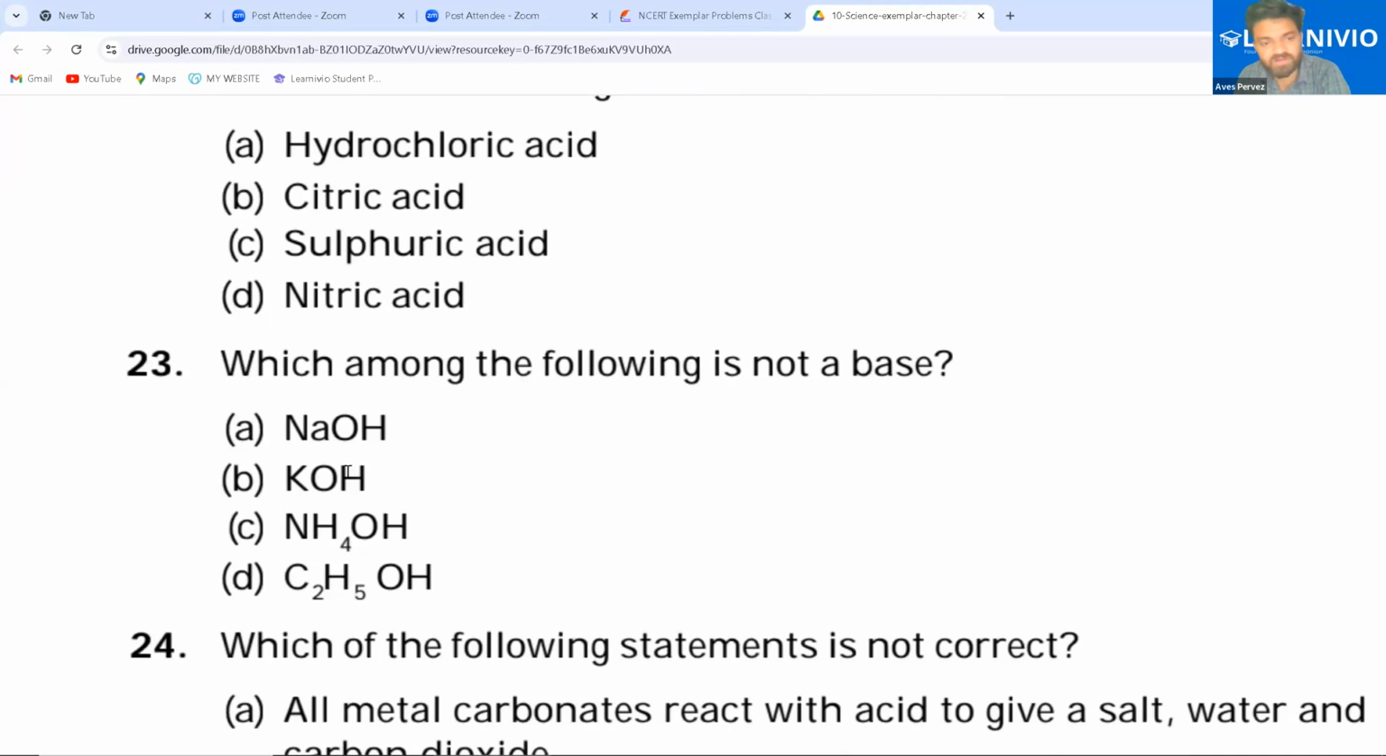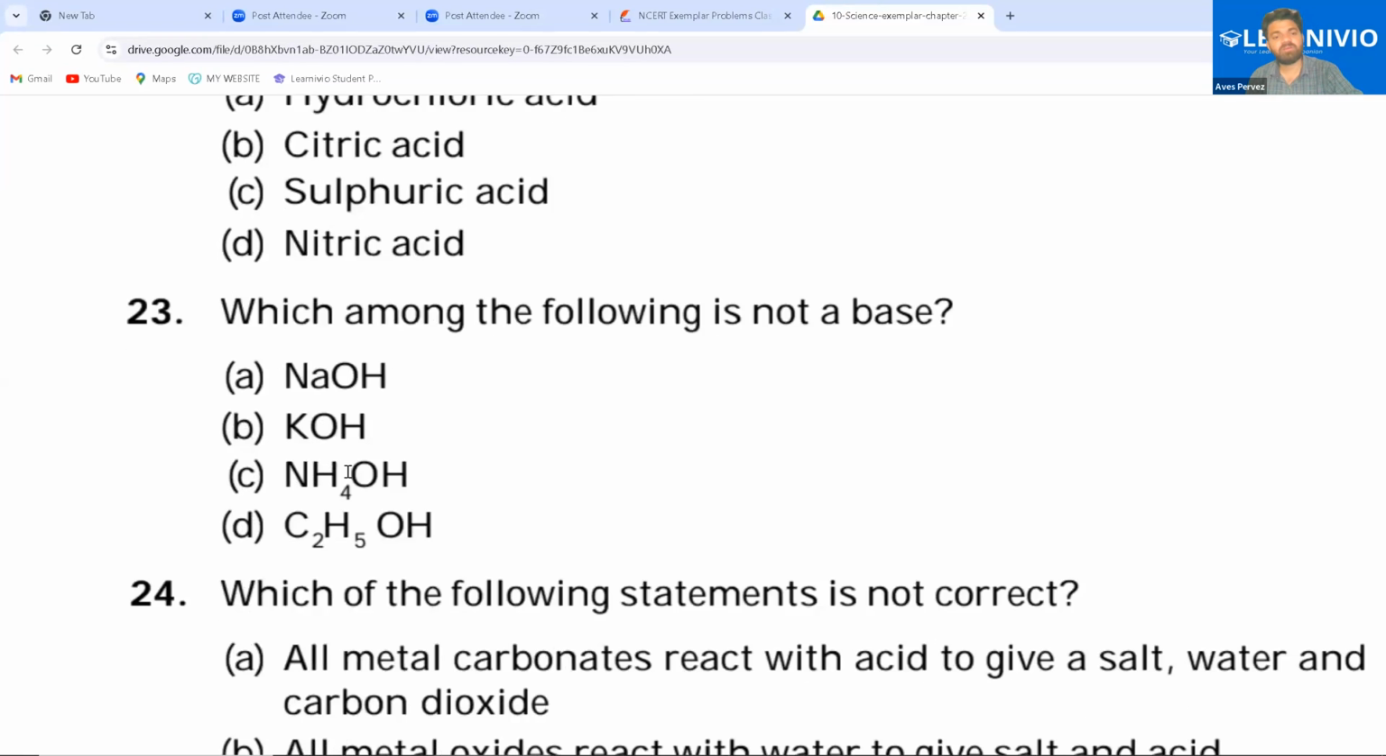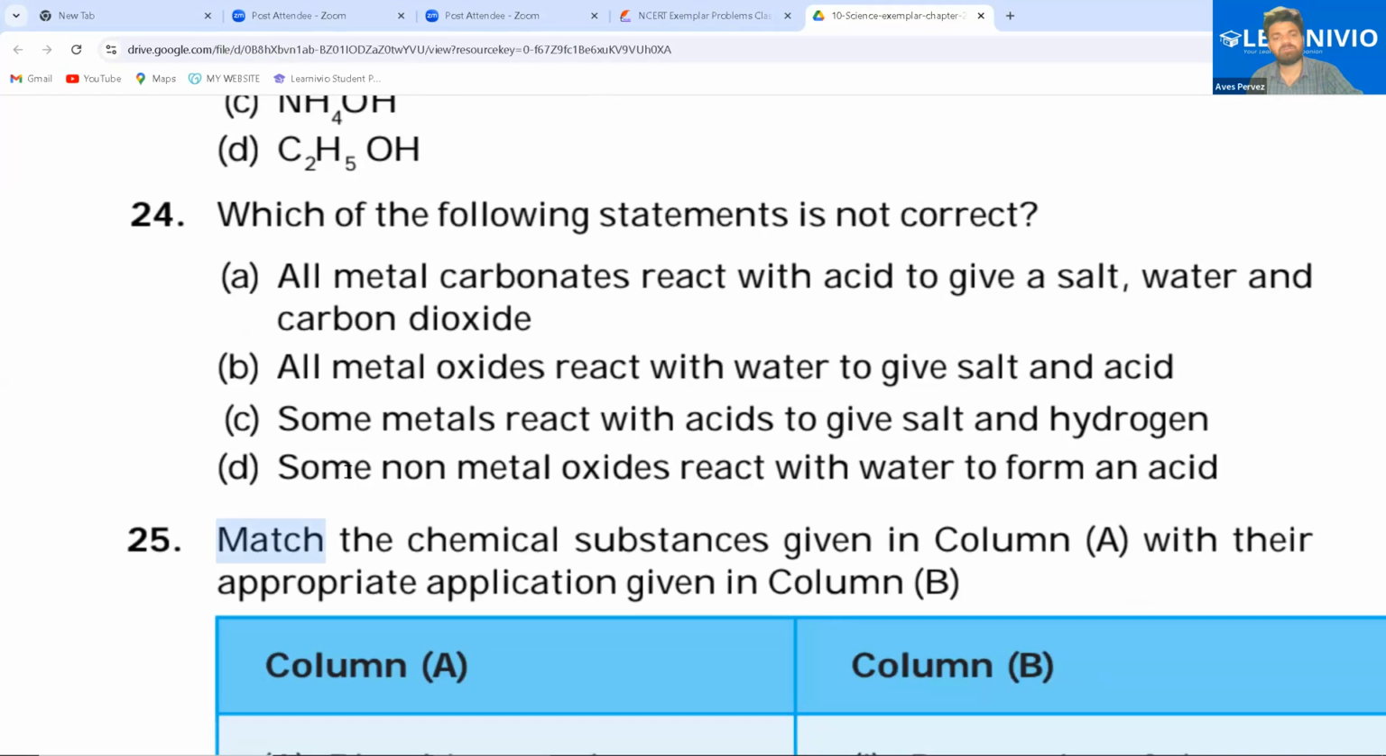Which of the following is not a base? Option B. KOH is a strong base. NaOH is a strong base. Ethanol, C2H5OH, is neither a base nor an acid.